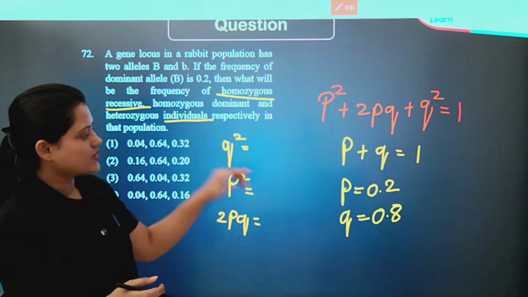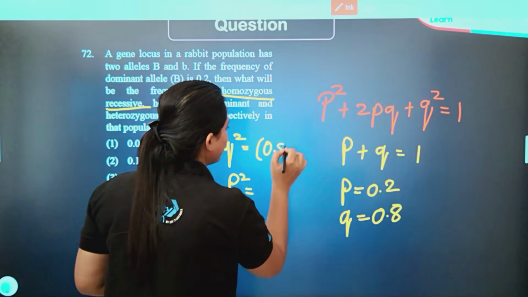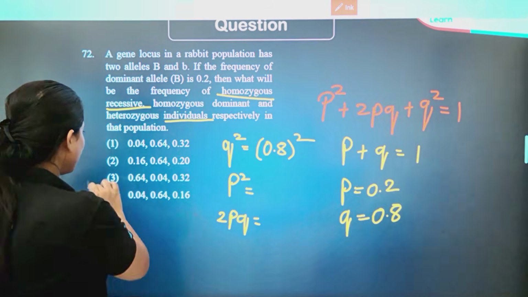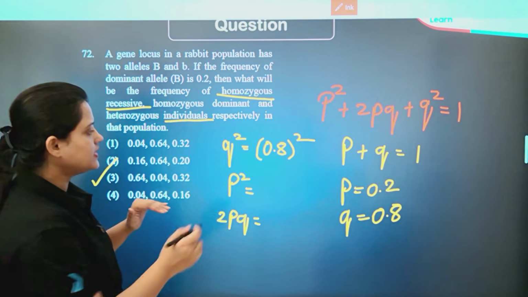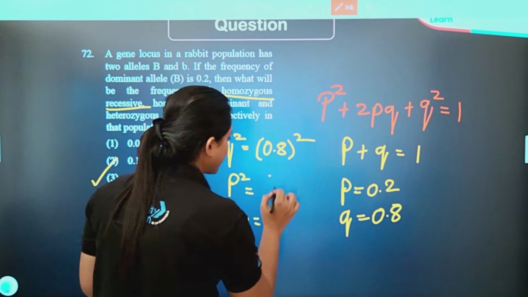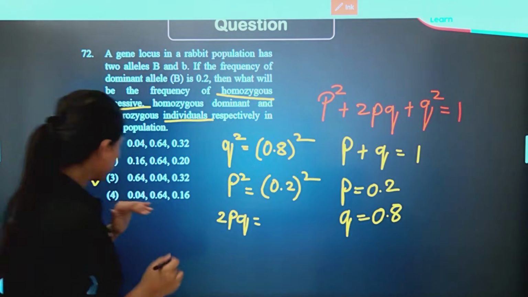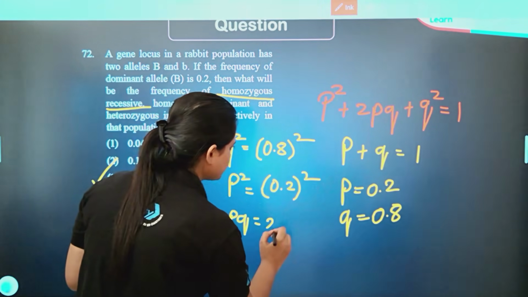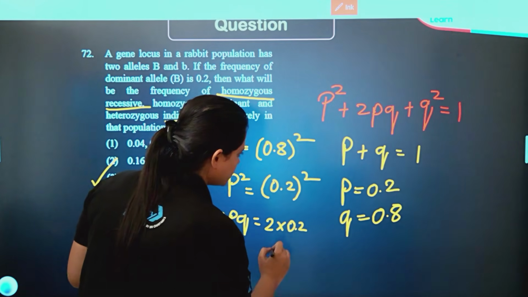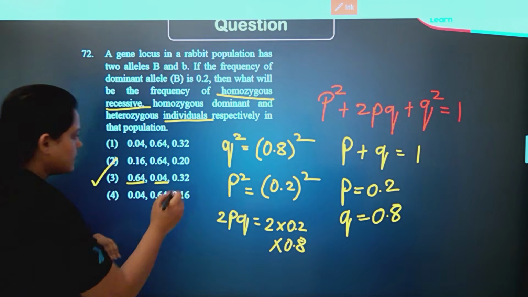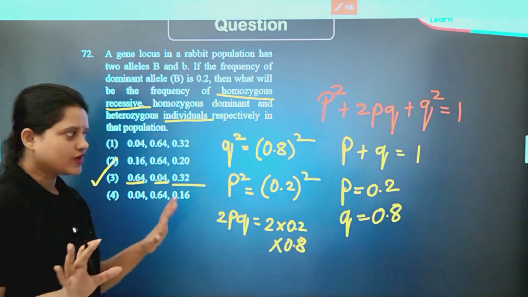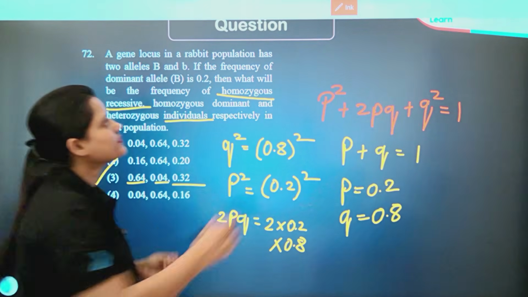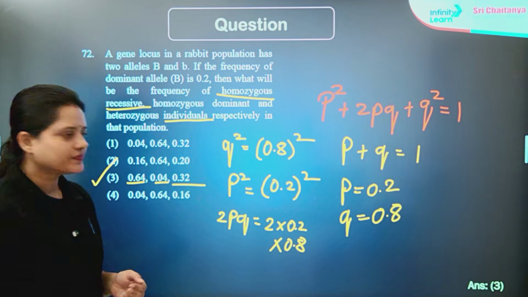So first they are asking q square. So q square will be 0.8 square, right? 64, right? So we got here this. So we already got our answer. It should be 0.64, right? Then they are asking p square. So it will be 0.2 square. So yes, it is 0.04. Then they are asking 2pq. So it will be 2 into 0.2 into 0.8. So that will come to 0.32, right? So we got our answer. Very simple question. Don't just panic by just looking at this question, right? So correct answer for this question will be 3.